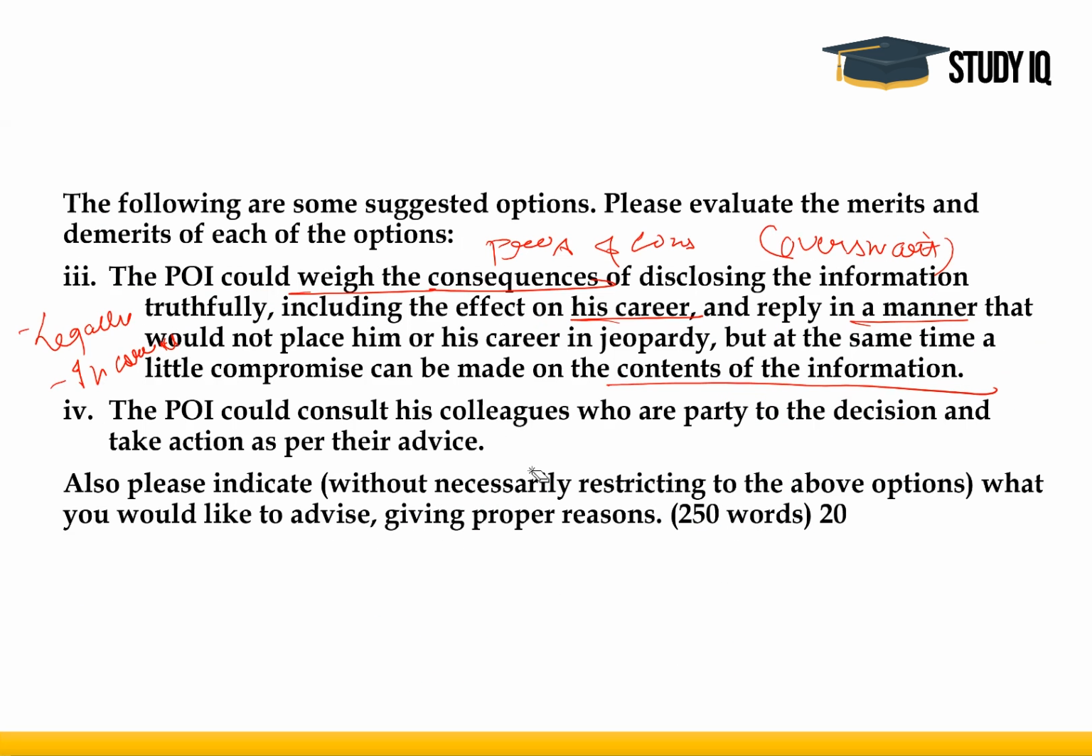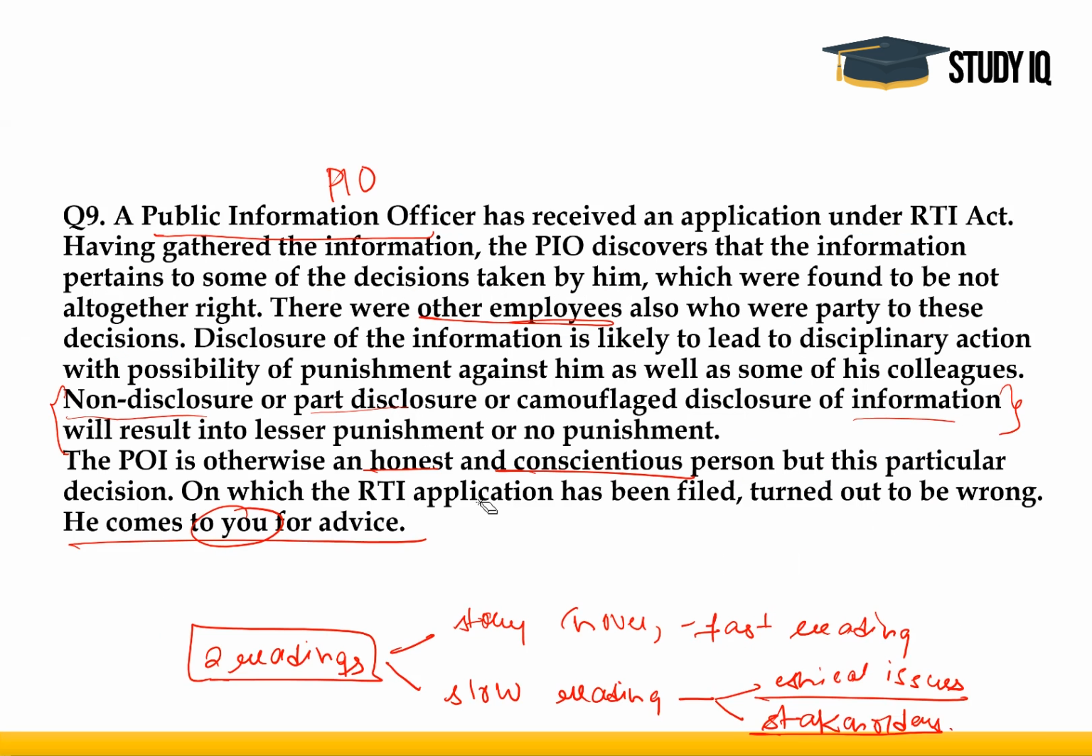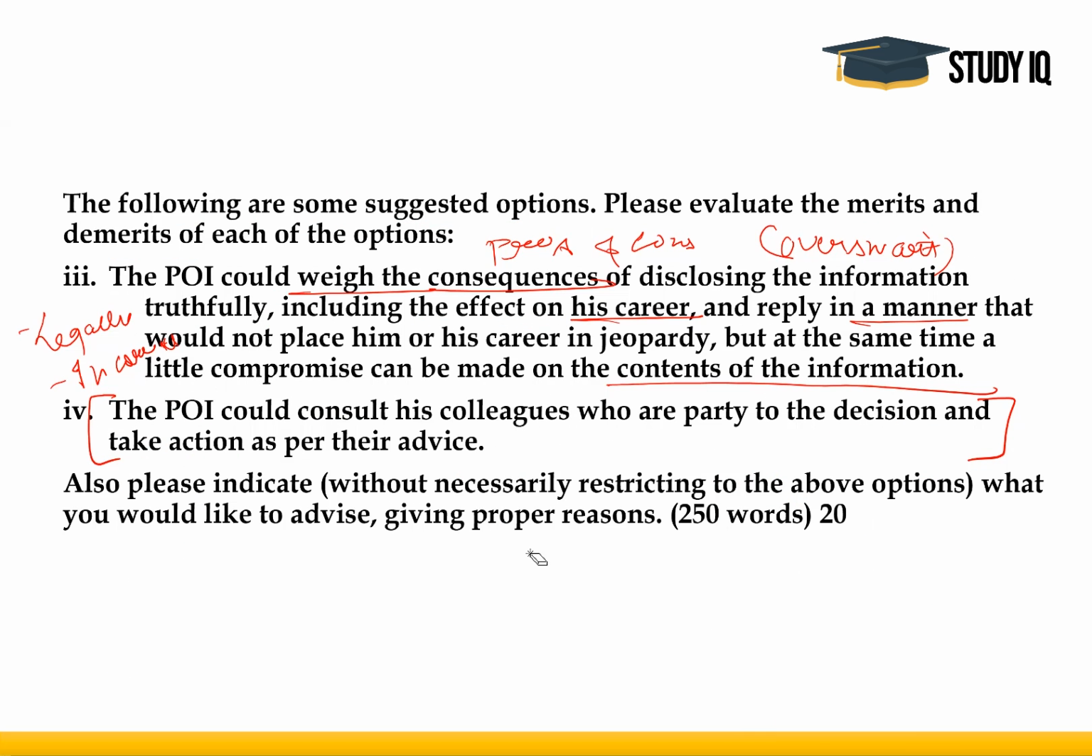Coming to the last option, the PIO could consult his colleagues who are party to the decisions and then take action as per their advice. This is the last option. Since we know that the colleagues are also party to the decision, it is written there were other colleagues also who were party to these decisions. So he could have consulted those employees. In this case, this is a good option because he is taking the advice from all these colleagues. I would say it is a democratic option because all were party to the decision, all were involved.